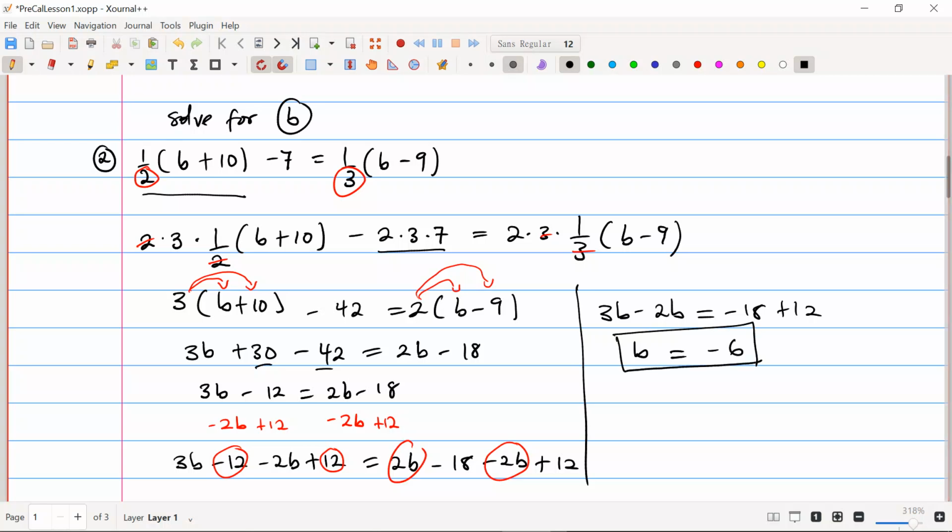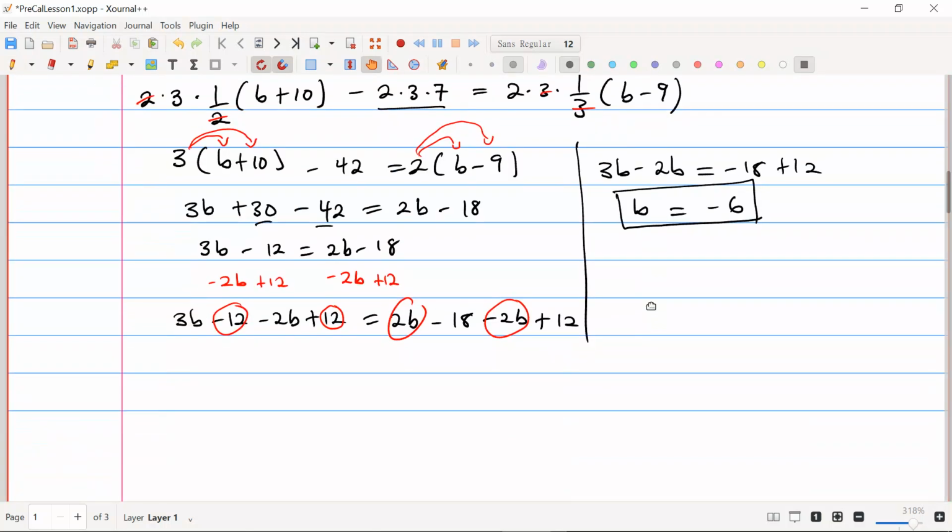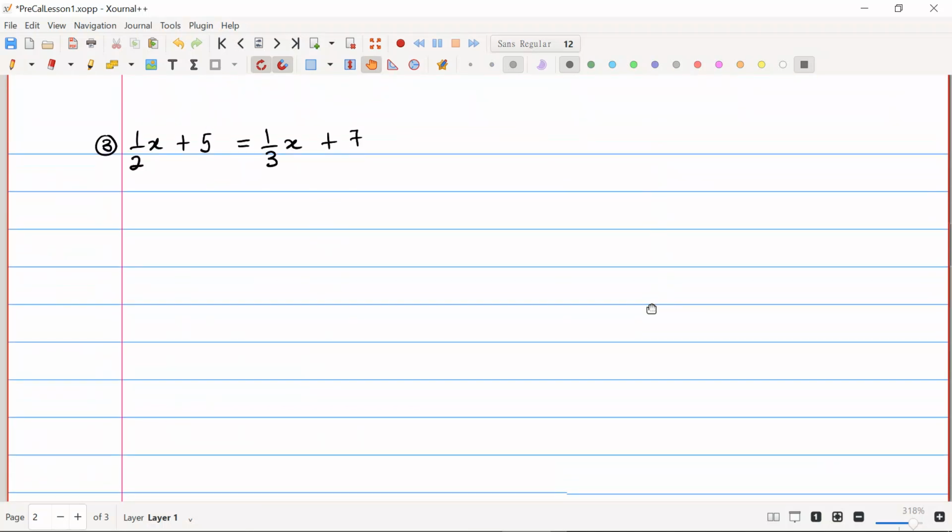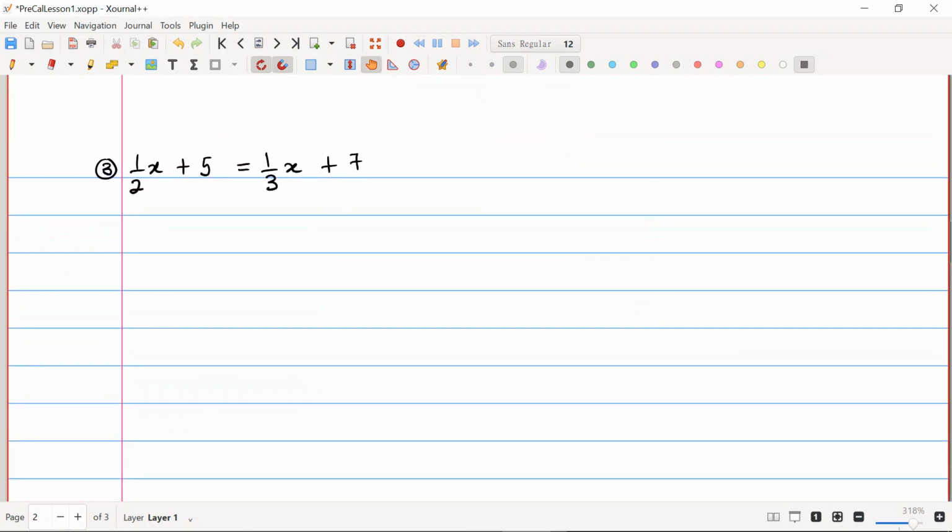I hope you understood the process. So this is how the process of solving a linear equation works. Let's go to the next problem. We have a problem that says we need to solve for x. All right, so for this we are supposed to actually solve for x.